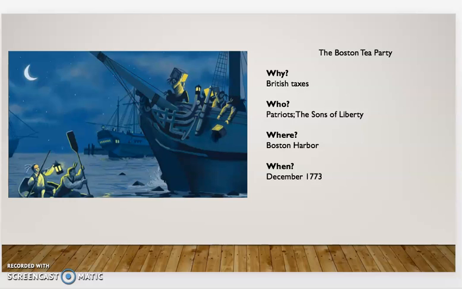So the Boston Tea Party happened and was led by the patriots, specifically a group of patriots called the Sons of Liberty. They decided to create their own group and call themselves Sons of Liberty because they were trying to liberate or free the American colonies from British rule. Where did this happen? The Boston Harbor, which is why it's called the Boston Tea Party, and a harbor is just a place where boats and ships can dock so that they can rest overnight. So it took place in the Boston Harbor. And when did it happen? It happened in December of 1773. So that was the Boston Tea Party.